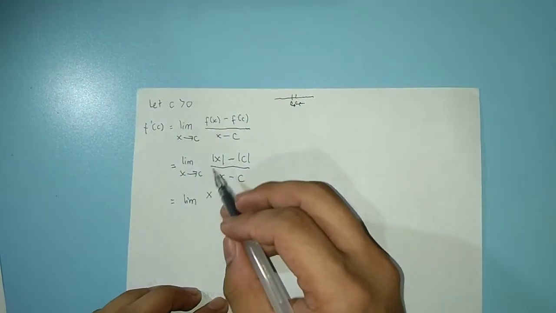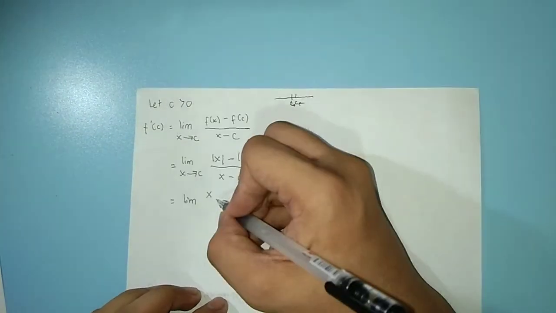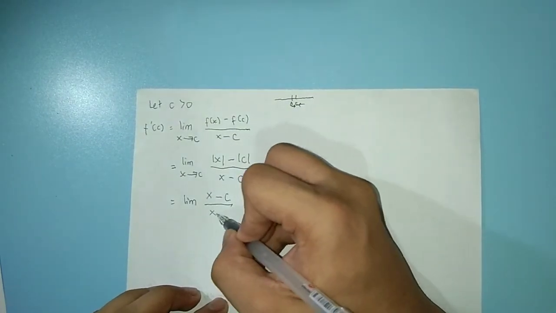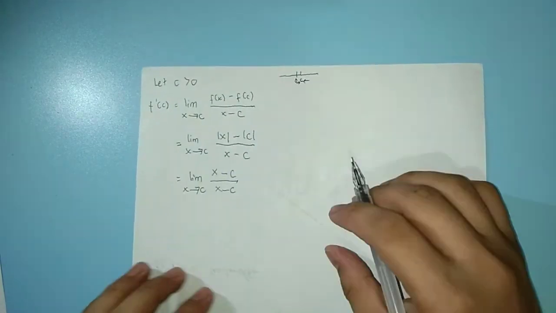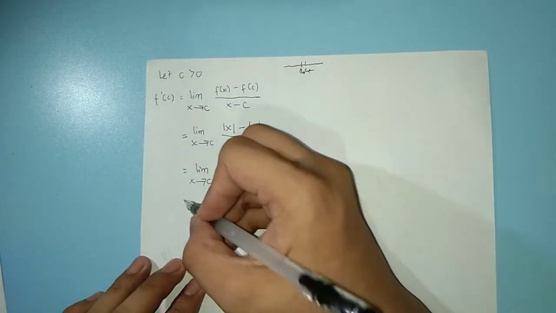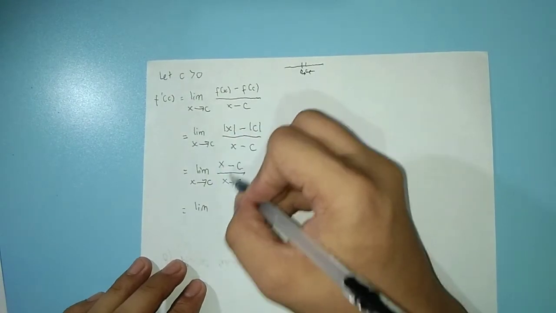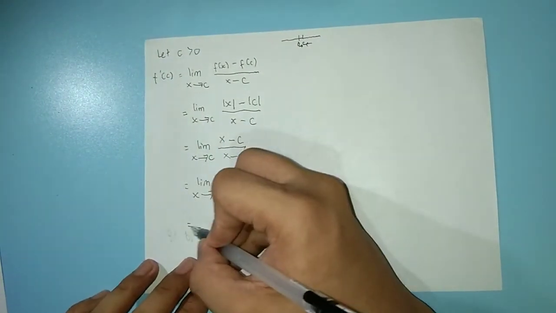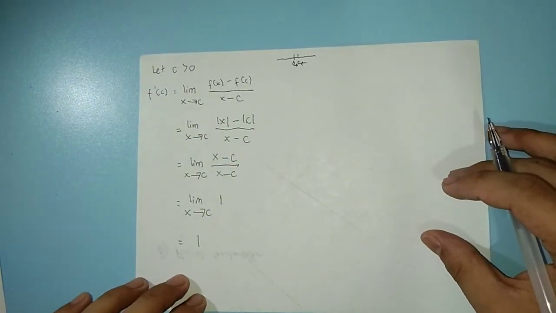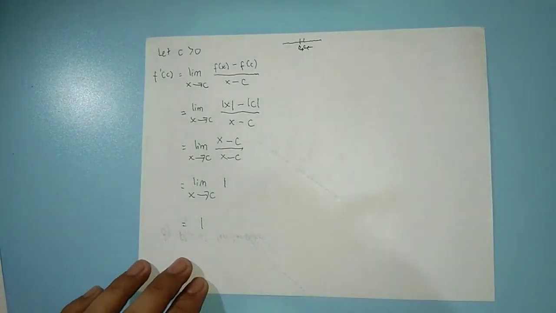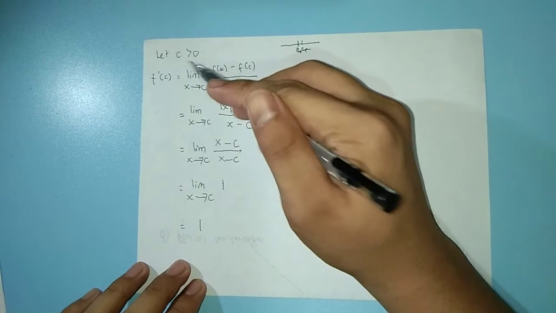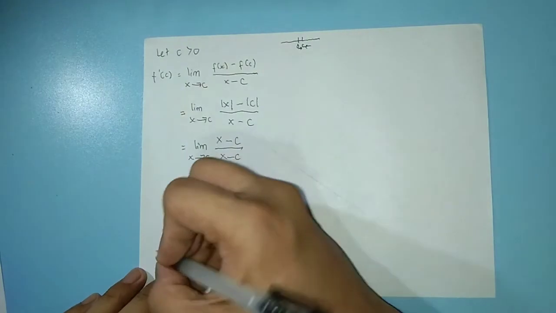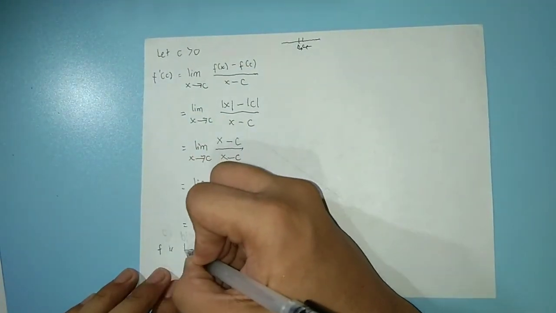Kaya ang absolute value ng x natin will be positive x minus, since ito ay positive, definition ng absolute value, c din yan, over x minus c. As x approaches c, what is x minus c over x minus c? That will be 1. The limit as x approaches c of 1 will be equal to 1. So, ibig sabihin, nag-e-exist yung limit kapag yung c ay greater than 0. So, if c greater than 0, f is differentiable.